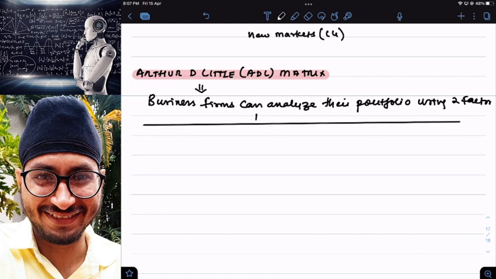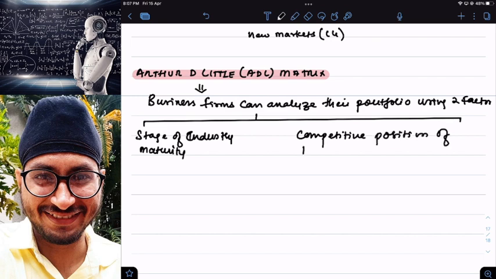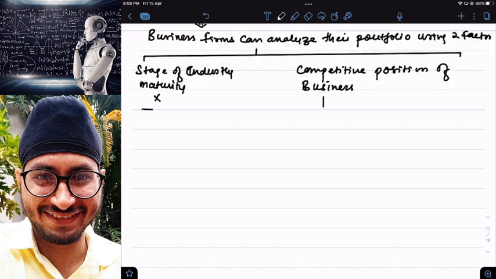Factor number one is the stage of industry maturity. And the second one is the competitive position of business. Clear? First one is stage of industry maturity, second one is competitive position of business. Sir, we don't cover stage of industry maturity here. We have only the competitive position of business, and sir, the competitive position of business can be divided into 5 types.